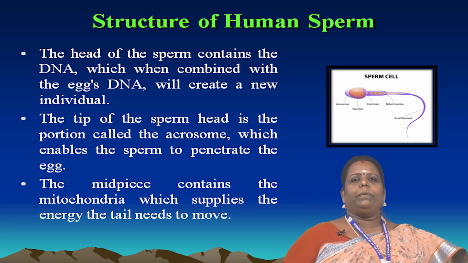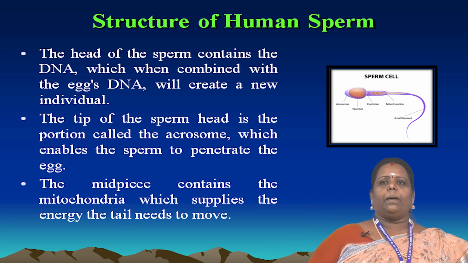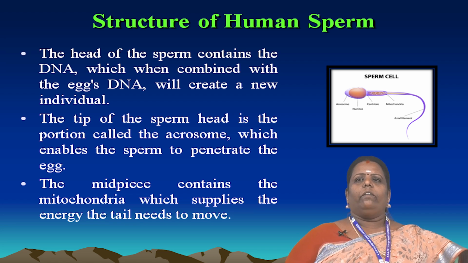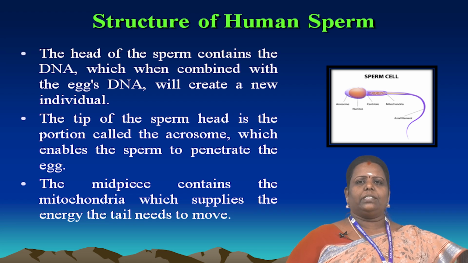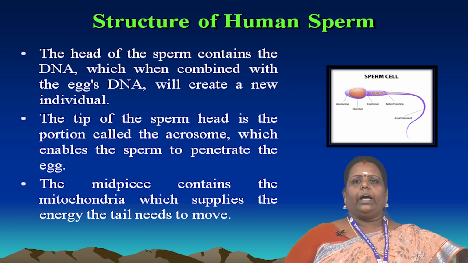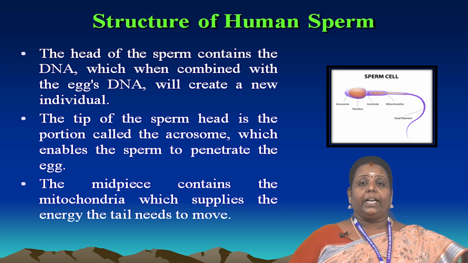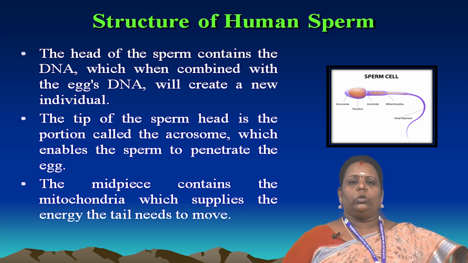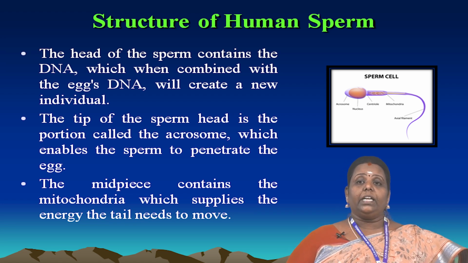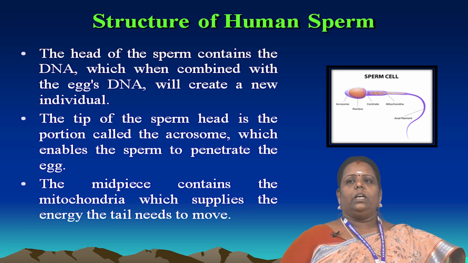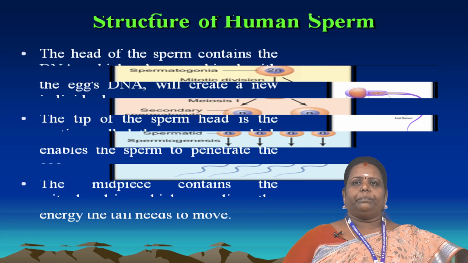The head of the sperm contains DNA molecules which, combined with the egg's DNA, will create a new individual. The tip of the sperm head is called the acrosome. The acrosome enables the sperm to penetrate the egg by piercing it. The middle piece contains mitochondria, which supply the energy the tail needs to move from one place to another.